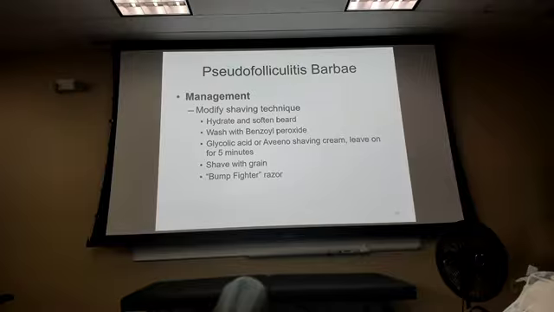Management, so let's modify that shaving technique. Hydrate, soften the beard. We can wash it with benzoyl peroxide. We can use some glycolic acid, Aveeno. Shave with the grain, or we can get one of those razors that are out there, like the Bump Fighter. Okay? I don't know how they work, but yeah.